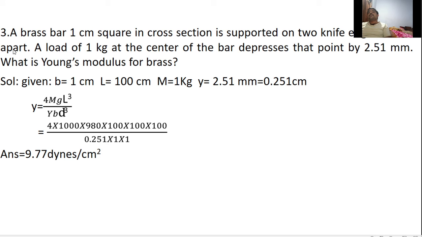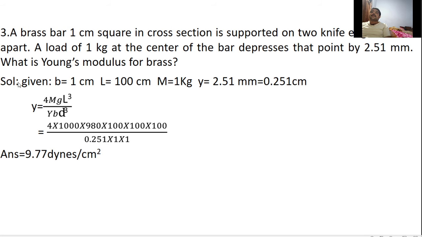So in the third problem, a brass bar 1 centimeter square in cross section is supported on two knife edges 100 centimeter apart. A load of 1 kg at the center of the bar depresses that point by 2.51 millimeter. What is the Young's modulus for brass?